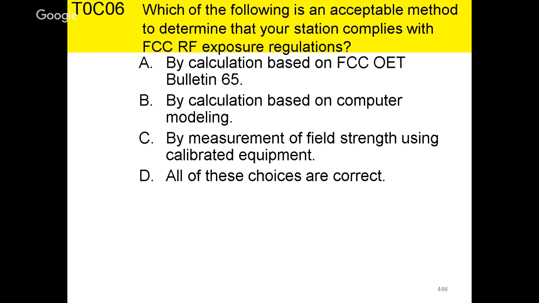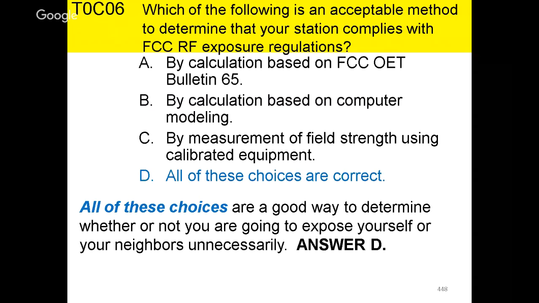Which of the following is an acceptable method to determine that your station complies with FCC RF exposure regulations? Okay. By calculation based on FCC OET Bulletin 65, or by calculation based on computer modeling, or by measurement of field strength using calibrated equipment. Actually, all these choices are correct. Your answer is D.